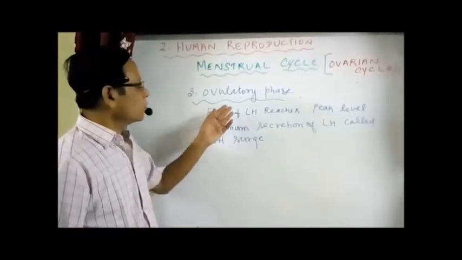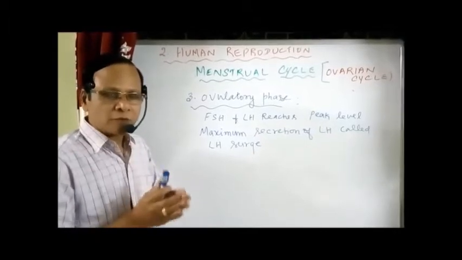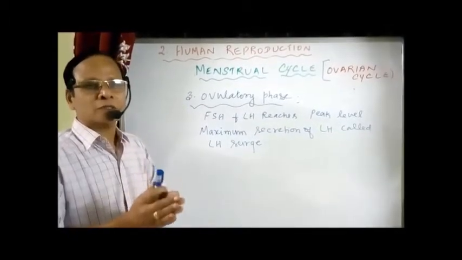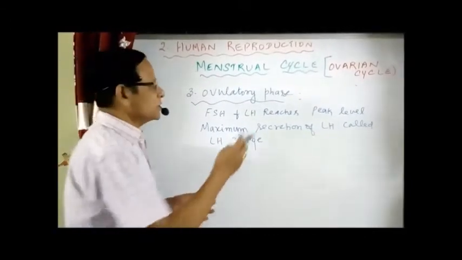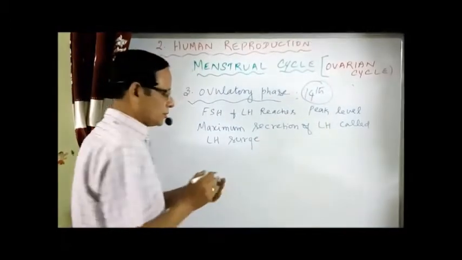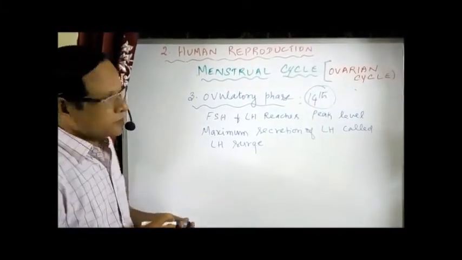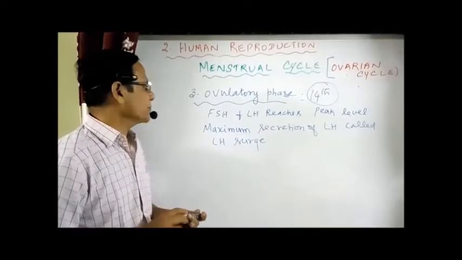The next one is the ovulatory phase. It is so called because the release of the egg from the ovary occurs, and that process is called ovulation. It is normally on the 14th day. Ovulation occurs on the 14th day on average. It ranges from the 11th to the 16th day, but normally on average the 14th day.